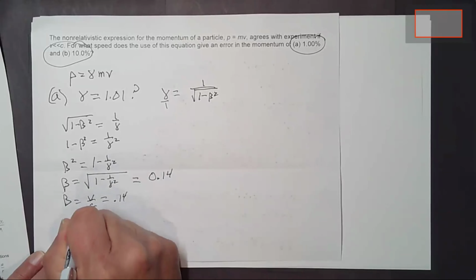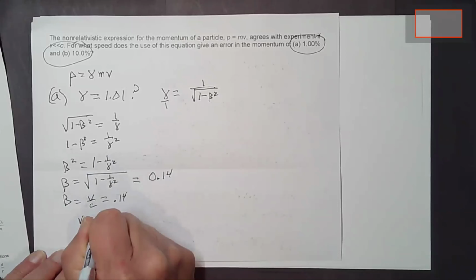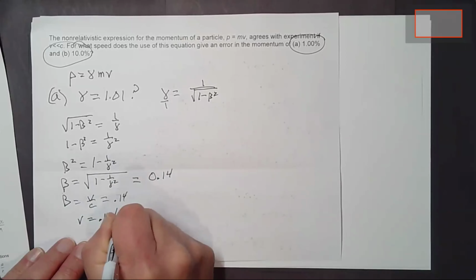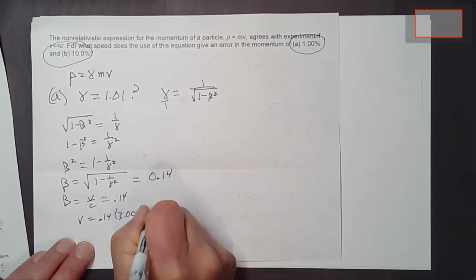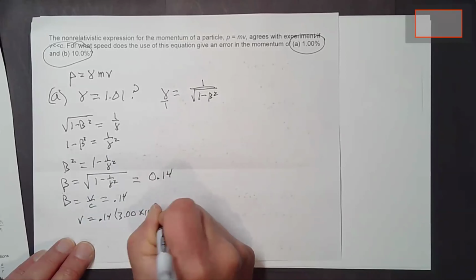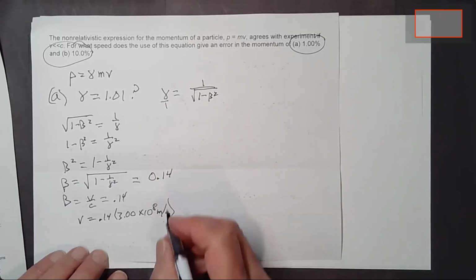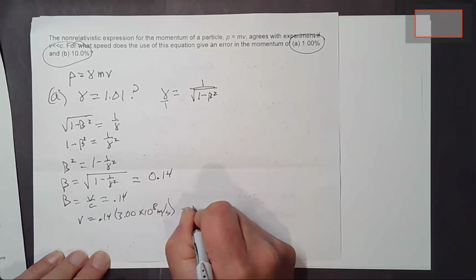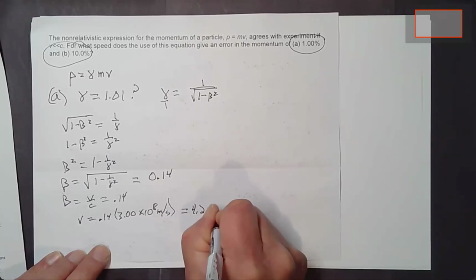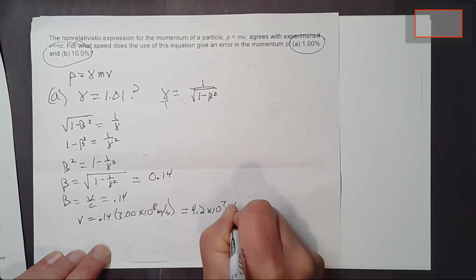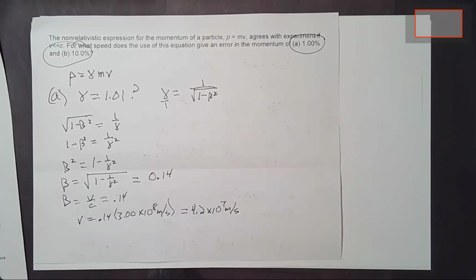And if you just toss that in, 0.14 times 3.00 times 10 to the 8th meters per second. And let's see, I think you get 4.2. Well, I'll just do it. 4.2 times 10 to the 7th meters per second. Okay, so that wasn't so bad.